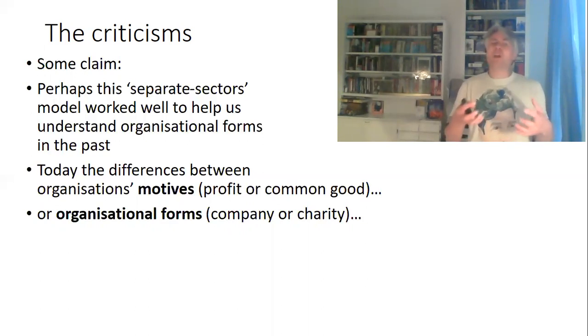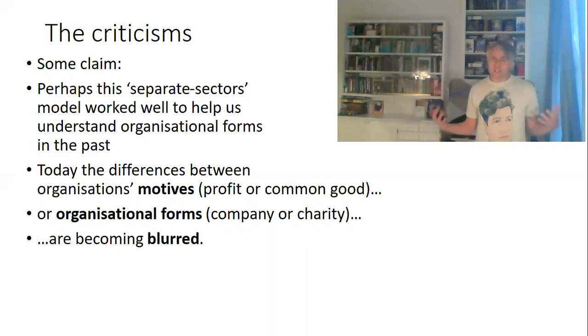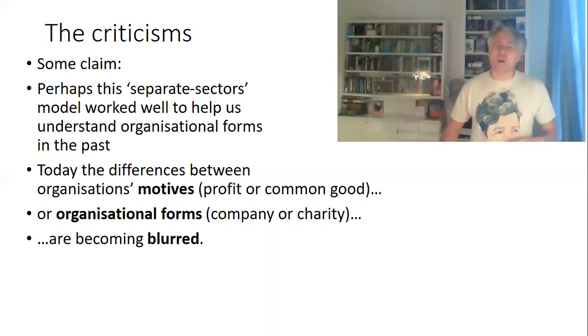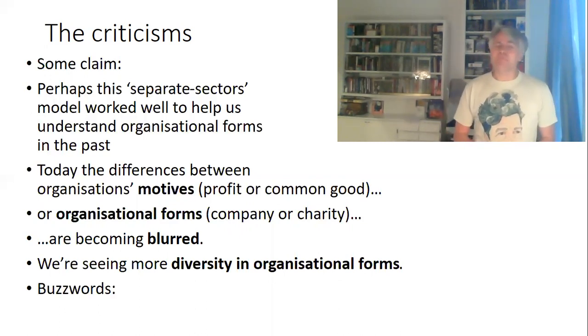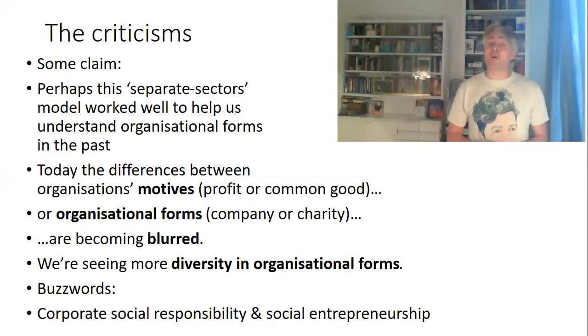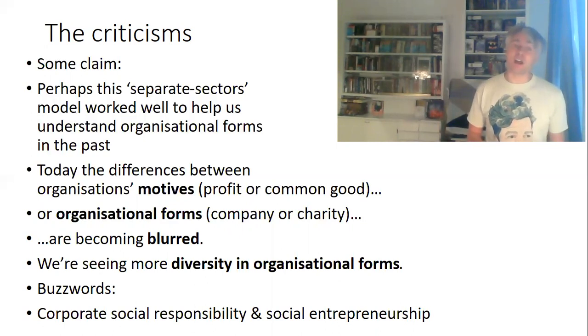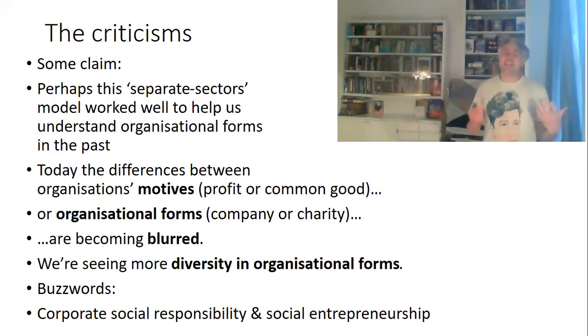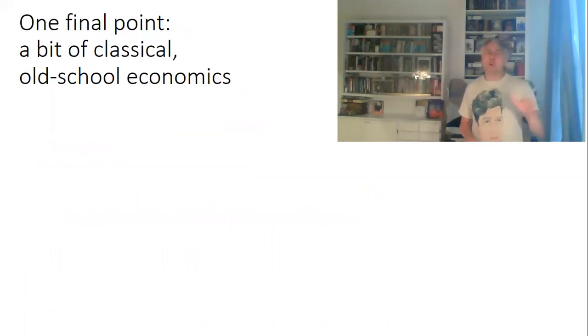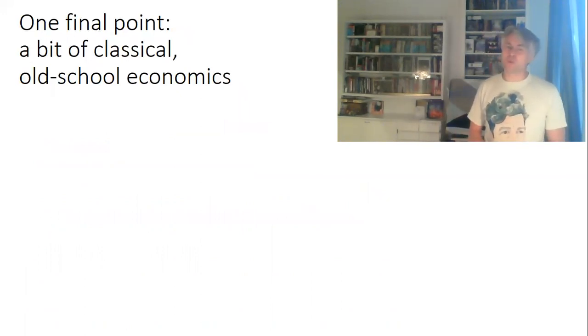So we're seeing a complexity that we didn't have before. So the differences between these organizational forms are becoming a little bit blurred, a little bit unclear. We're seeing more diversity in organizational forms. Buzzwords, well, of course, in Vechta, we're really big on corporate social responsibility, right? And we've also got the idea of social entrepreneurship. So two good 21st century buzzwords to help us think about organizations in Germany, for example. And some people say instead of these separate spheres, maybe we should look at it as being some kind of spectrum. And that's a fascinating approach, which you guys can discuss and dispute. Hey, one final point. I want to teach you a bit of classical old school economics.